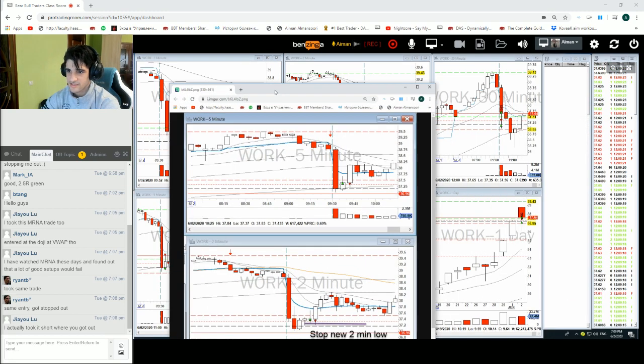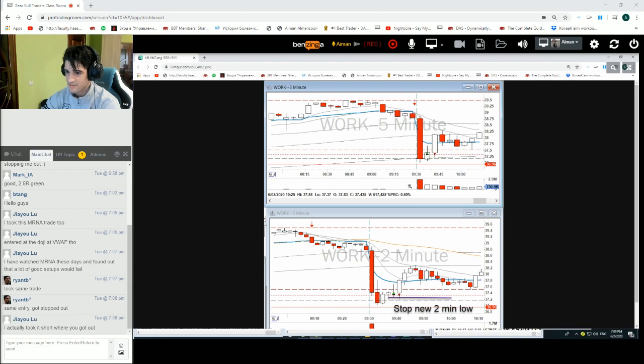I see you did the same thing right there. Took it to the long side, and that same candle scared you right there. It never hit your original stop loss, but you just bailed on it. Took the same entry. Ryan also took this one. That was a good trade.